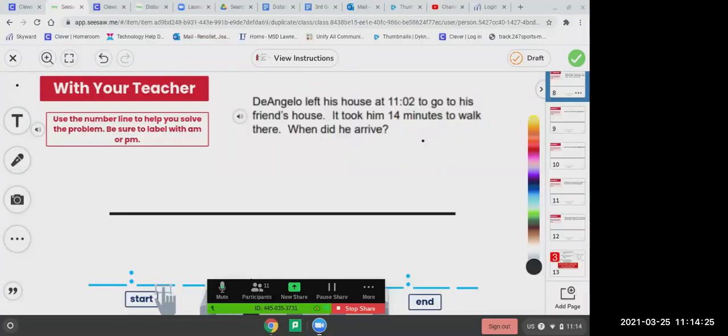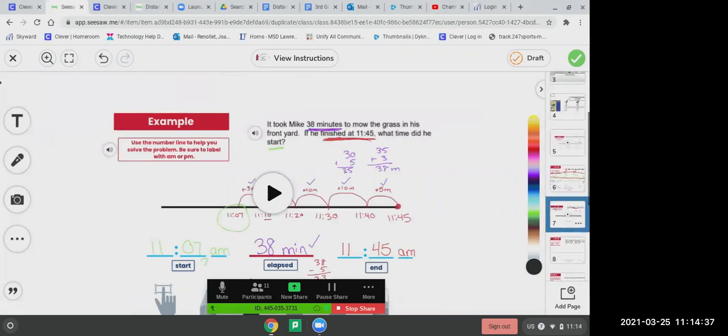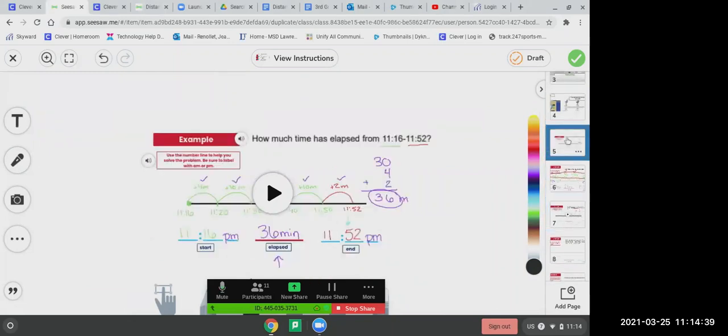Your job today is to finish any of the slides you have left for your math task. If you need help, you can go back and watch the examples on slide number 7 and slide number 5. Both of those are really good examples for you to re-watch if you get stuck with how to solve using a number line.